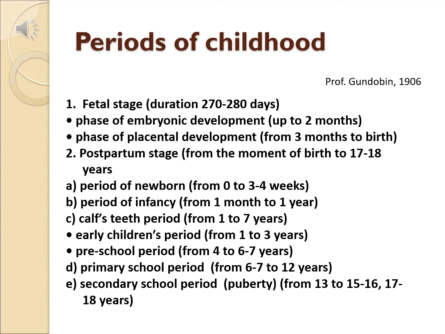Now on the screen you see the classification of periods of childhood by Professor Gundobin. According to this classification, the whole childhood period is divided into two big phases: fetal stage and postpartum stage. In turn, the fetal stage consists of two parts: phase of embryonic development and phase of placental development. Postpartum stage consists of period of newborn, infancy, calf's teeth period, primary and secondary school periods.